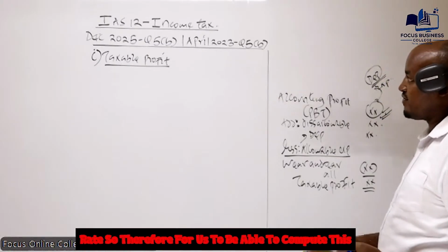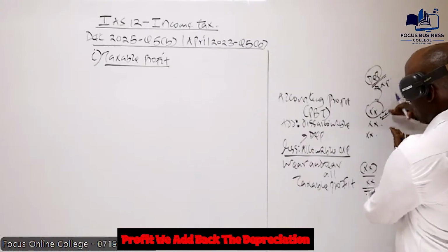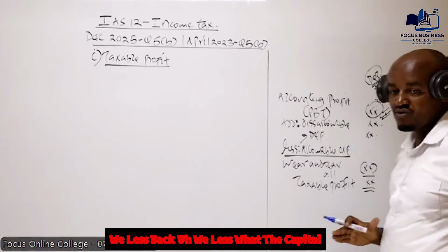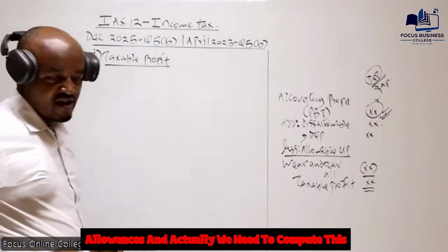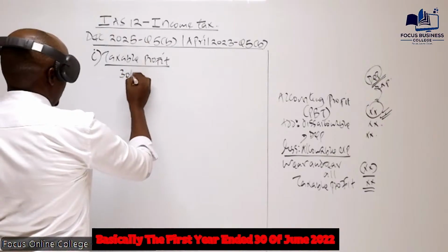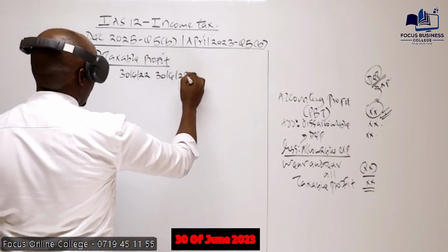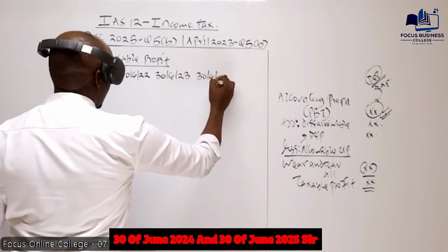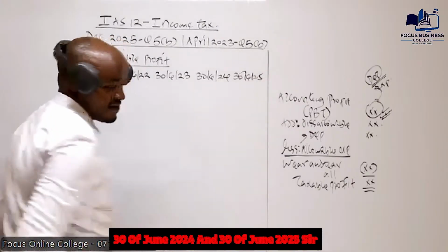With tax rate. So therefore, for us to be able to compute this, this is what we need to do. We take the accounting profit, we add back depreciation, we less what? The capital allowances. And actually, we need to compute this for 4 years. Basically, the first year ended 30th of June 2022, 30th of June 2023, 30th of June 2024, and 30th of June 2025 there.